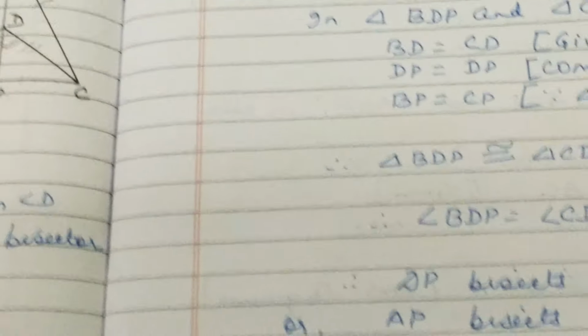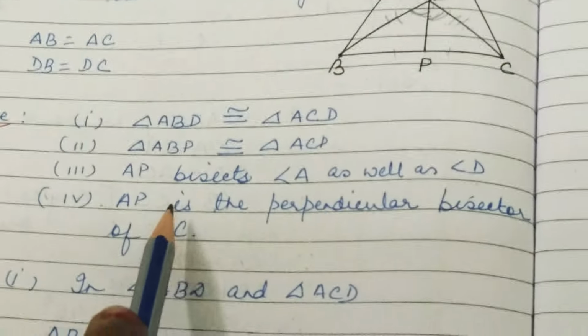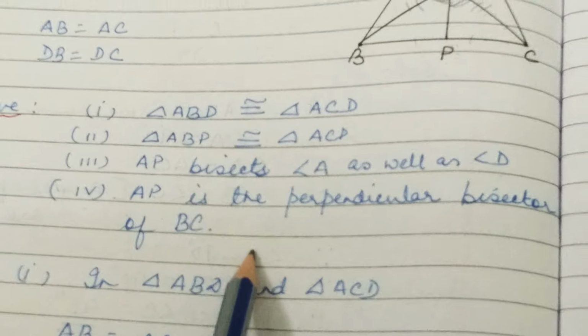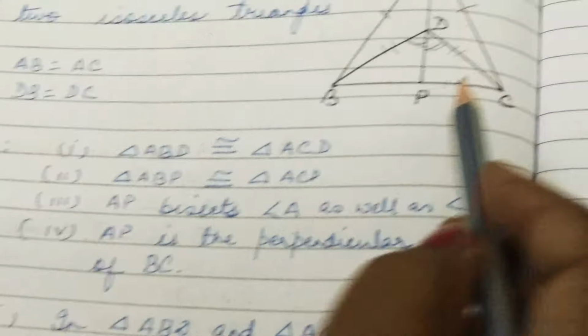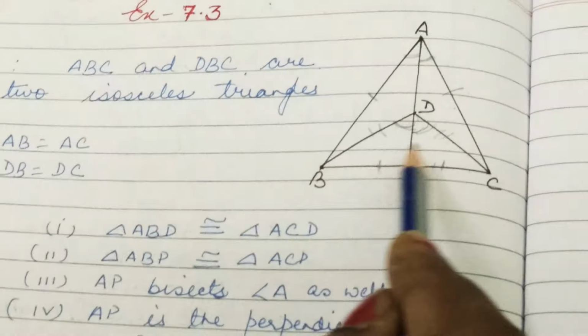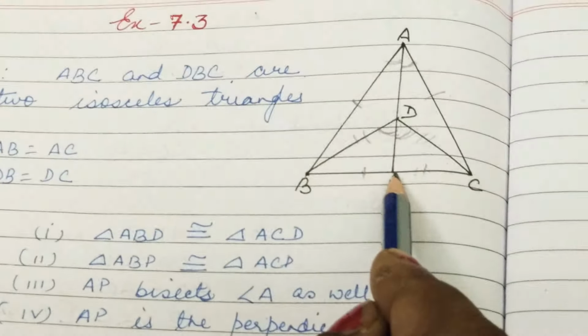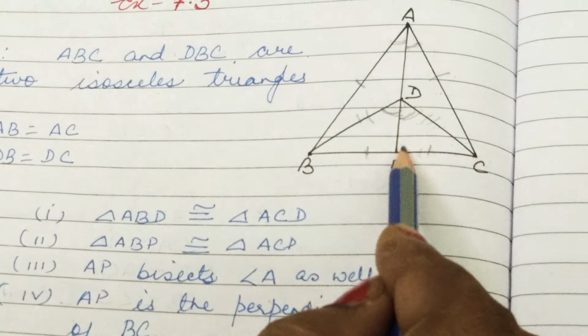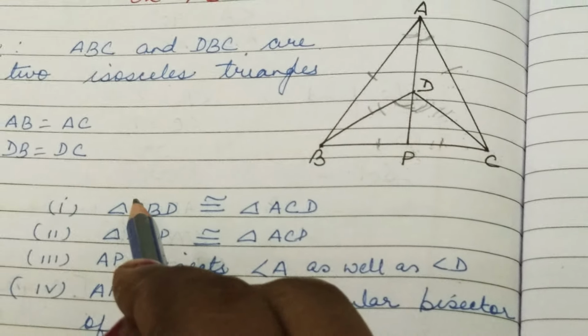Now the last part of this question is, we have to prove that AP is the perpendicular bisector of BC. For this, we have already proved that triangle ABP is congruent to triangle ACP. Now since these two triangles are congruent, therefore BP equals CP by CPCT, which we have told you in the previous part also. And since these two triangles are congruent, angle BPA will be equal to angle CPA. This angle will be equal to this angle by CPCT.